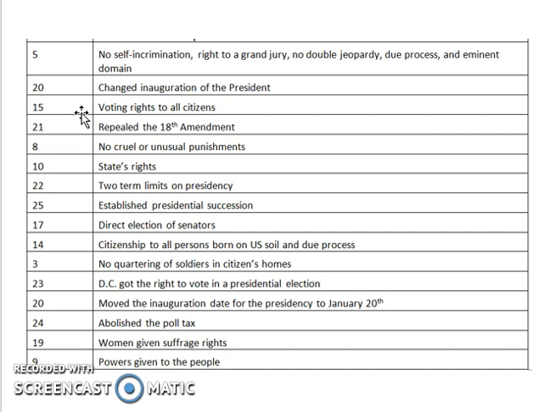The 21st Amendment repealed the 18th. So think about this, you have to be 21 to drink, okay? The 18th Amendment had said no alcohol. The 21st says alcohol is fine, is the 21st Amendment.